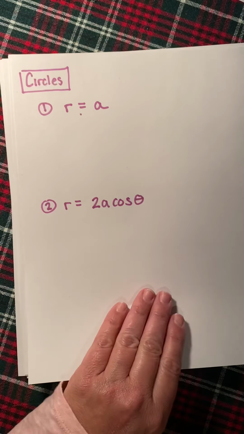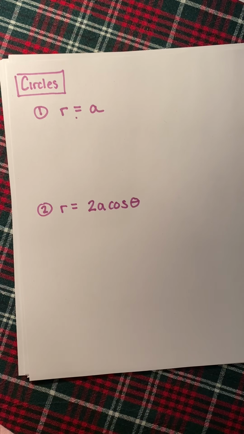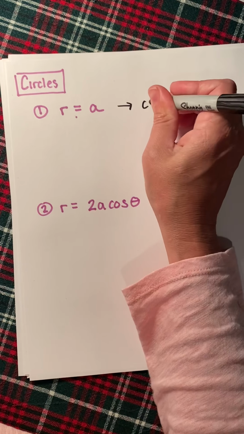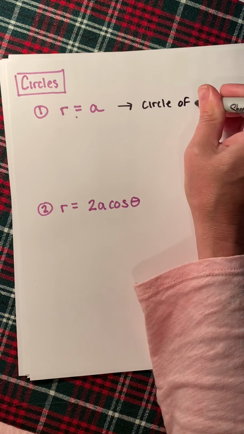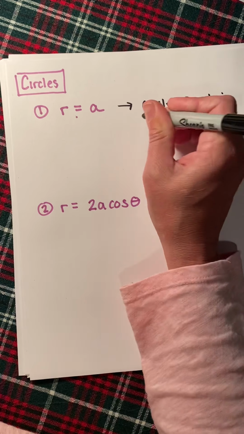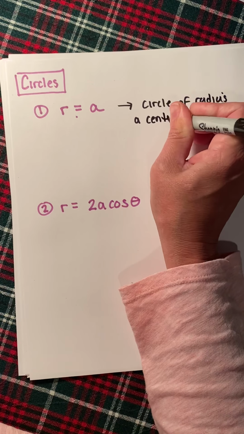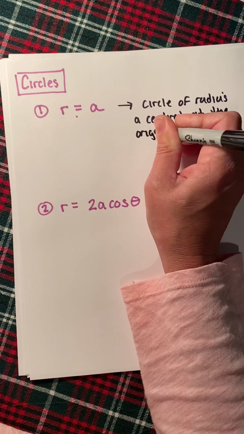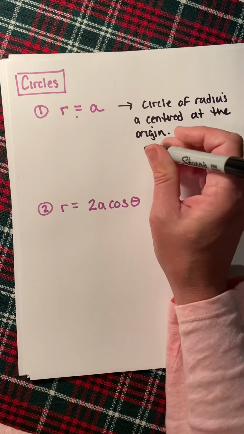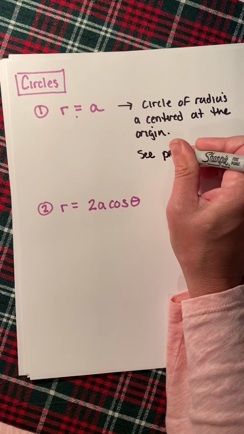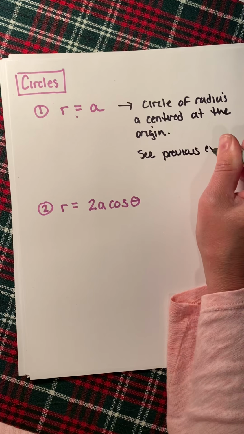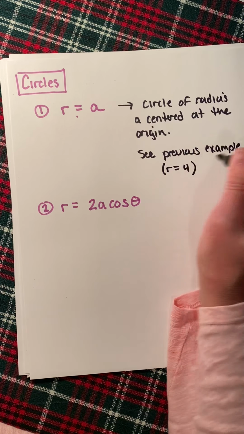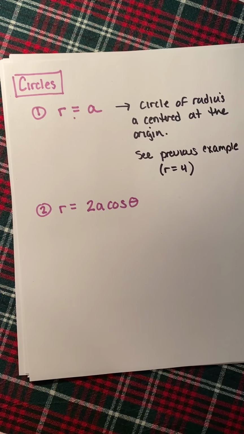All right, r equals a. We did this earlier. r equals a is just simply a circle of radius a centered at the origin. See previous example. We got r equals 4, and I think it came from x squared plus y squared equals 16.